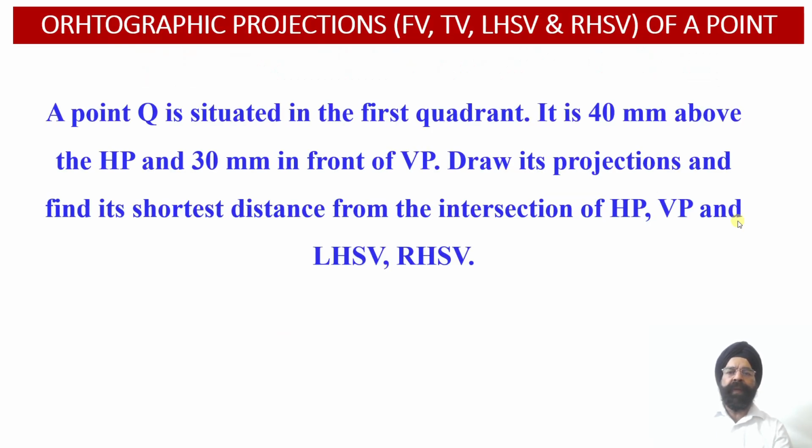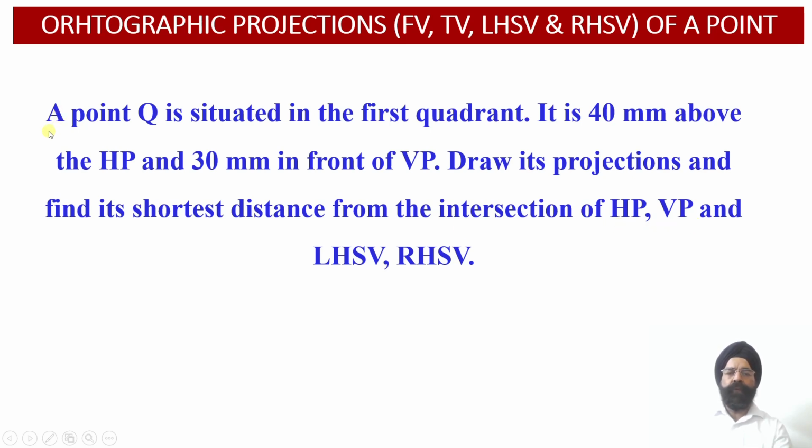Now here we have been provided with the coordinate locations of a point lying in quadrant number 1. So we are required to obtain the orthographic projections of the point along with the shortest distance of this point from the intersection of the horizontal plane and the vertical plane.